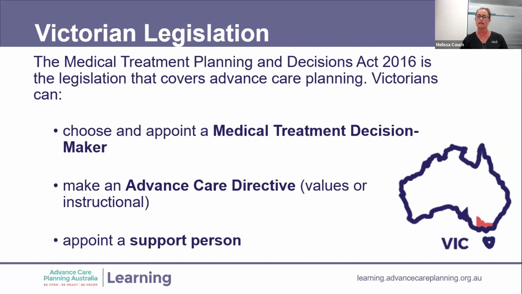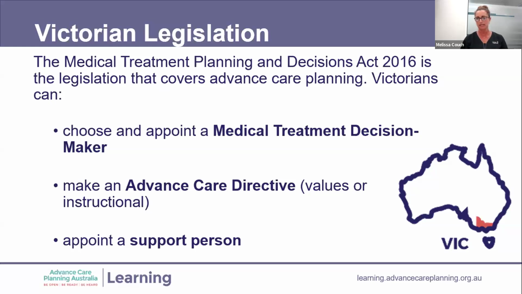So Victorian legislation, we have the Medical Treatment and Planning Decisions Act. So this covers all things regarding advanced care planning. So in Victoria, you can choose and appoint a medical treatment decision maker. So in the past, you may be familiar with an enduring power of attorney, medical. That is still valid. Although now that the Act has been in place since 2018, quite often it's a good opportunity, if you've got a medical enduring power of attorney, to have a look and make sure that the people are still valid and relevant medical treatment decision makers, that we've got up-to-date information such as mobile phones.